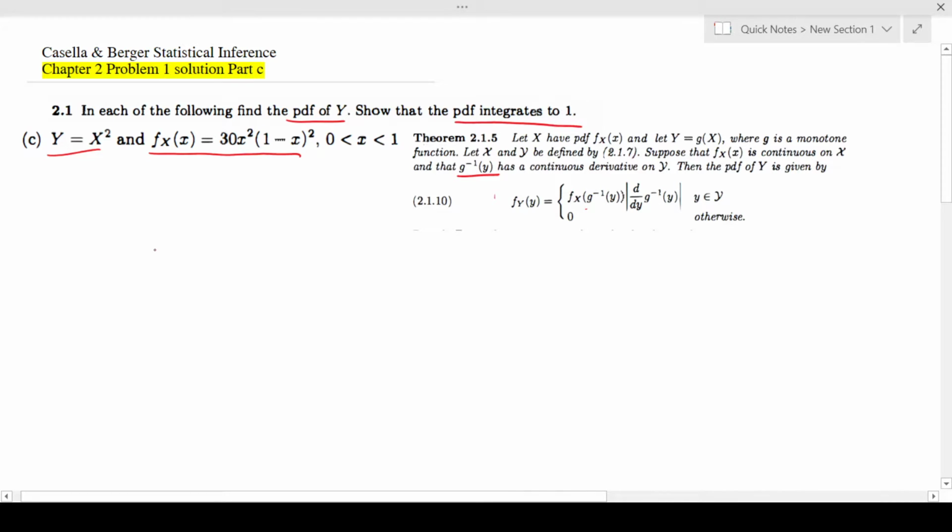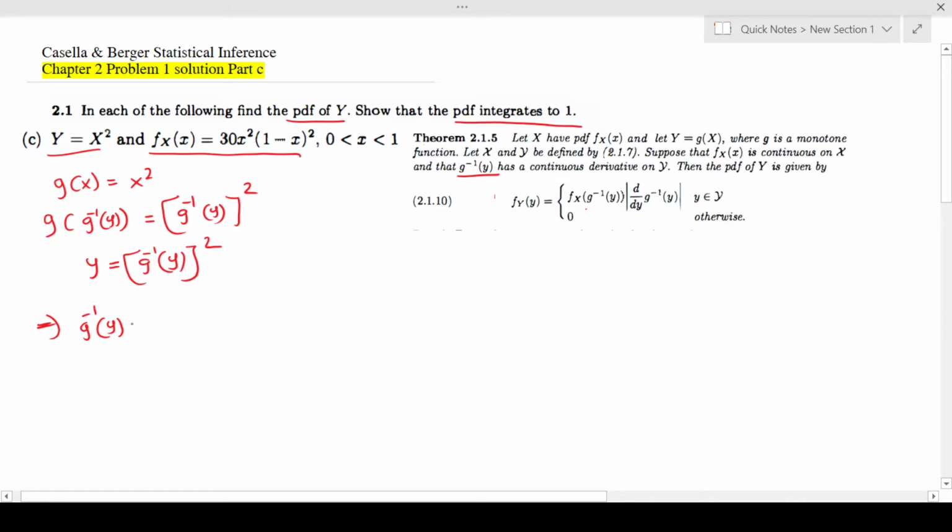Now, first we know that g(x) is equal to x squared. To find g inverse of y, let me plug in g inverse of y instead of x, so this becomes g inverse of y, whole thing squared. So g and g inverse get cancelled, and you're left with y equal to g inverse of y, whole thing squared. This gives you g inverse of y is equal to y to the power half.